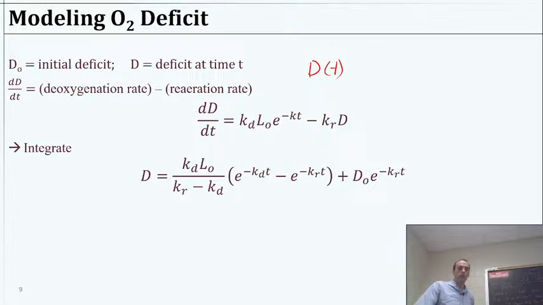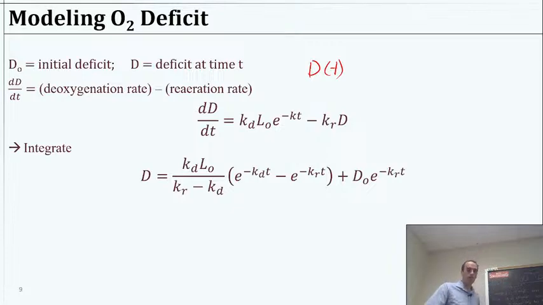So the book did this for us so that we didn't have to cry about it. It turns out the deficit is equal to kd L naught divided by kr minus kd, all that times e to the minus kd t minus e to the minus kr t as a unit, plus the initial deficit times e to the minus kr t. All right, so we've got quite the equation there.